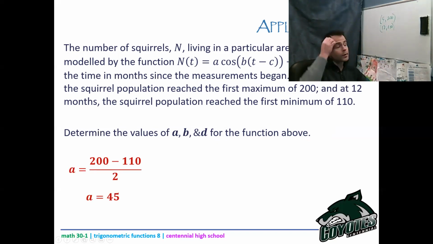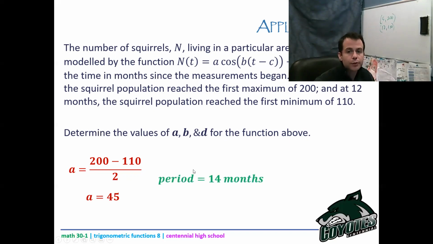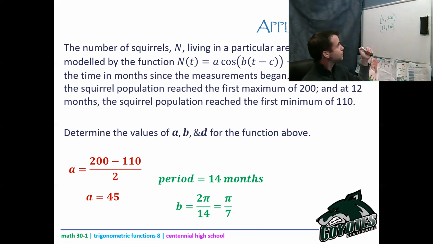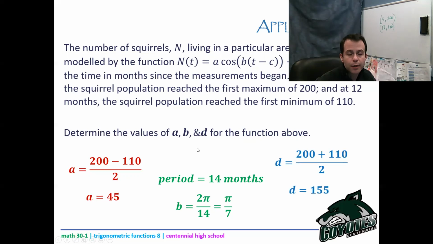The B value, well, remember I'm going from a maximum to a minimum. That's half of a period. So from 5 to 12 is 7. So 7 months is half of a period. A full period would be 14 months. So the B value would be 2 pi over 14, which would then reduce to pi over 7. Lastly, the D value, well, the D value has to be the average of your minimum and your maximum. So I add them together and divide by 2, and I get a D value of 155.